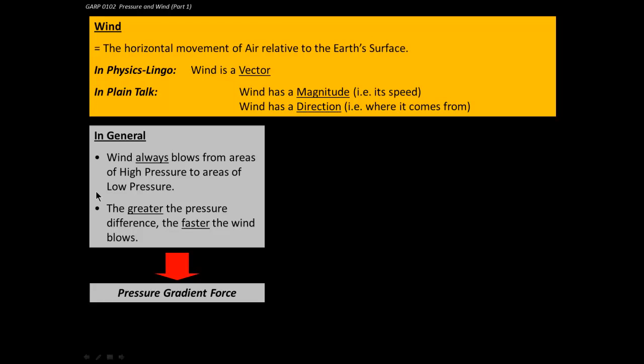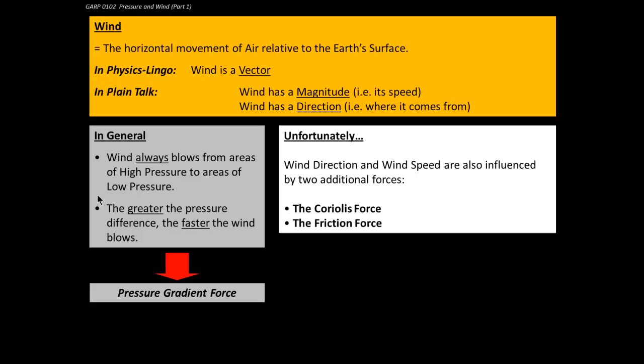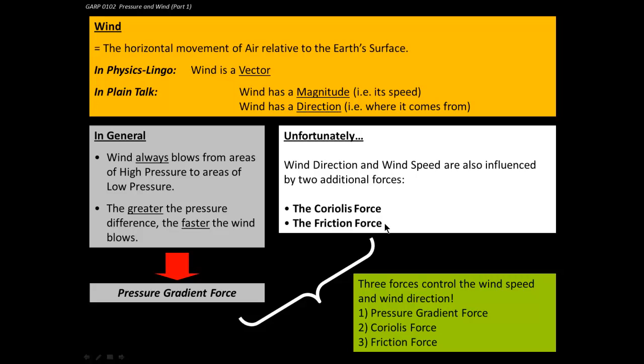Unfortunately, there's more to it. Unfortunately, there's more that we have to deal with, because there are two additional forces we have to account for: the Coriolis force and the friction force. So wind speed and direction are influenced by the pressure gradient force, the Coriolis force, and the friction force. And we need to think about all three of them if we want to forecast wind speed and wind direction.